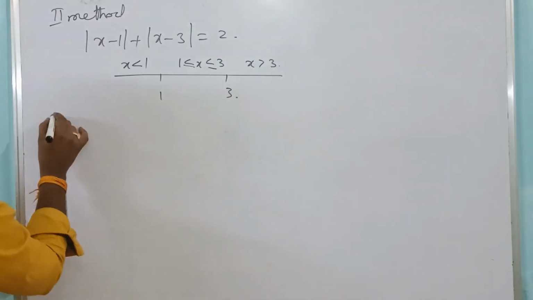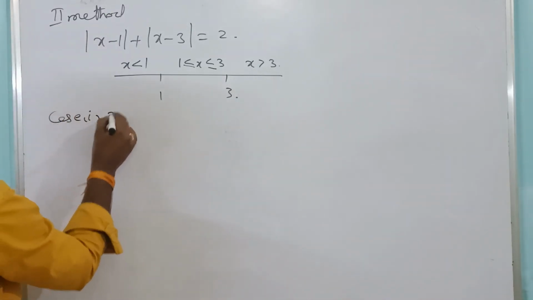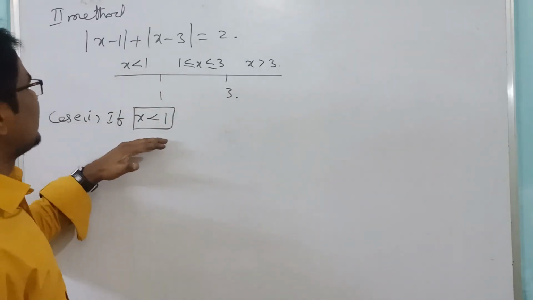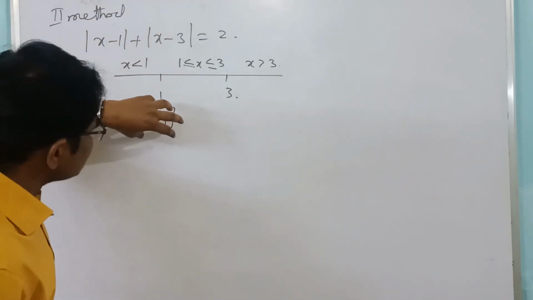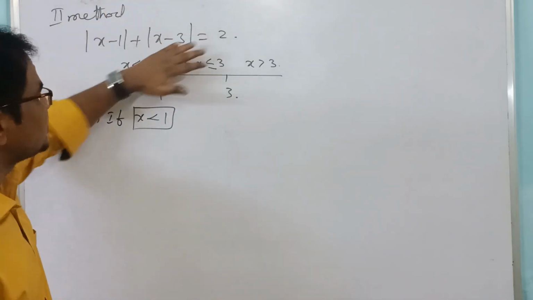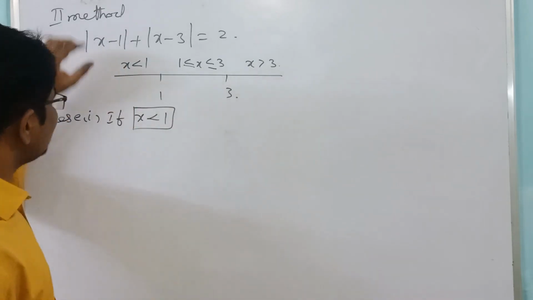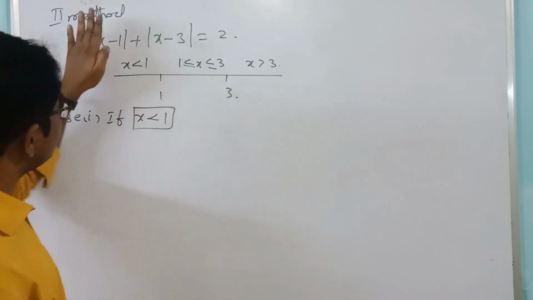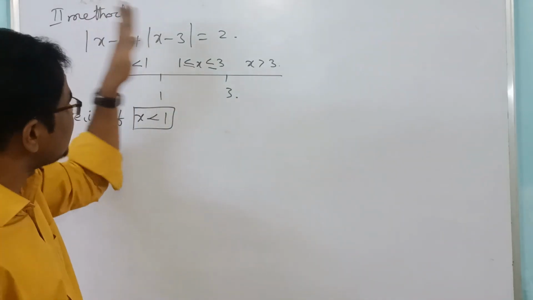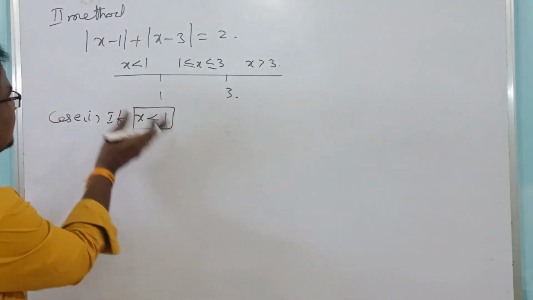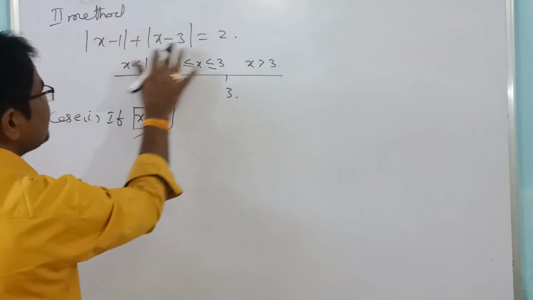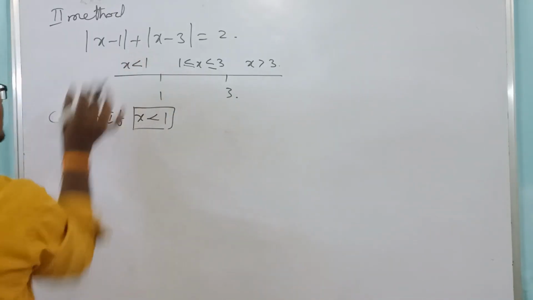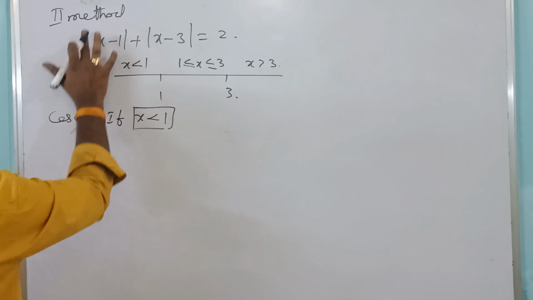There are 3 cases. By the first case, x is less than 1. Whenever x is less than 1, we have to observe the behavior of this given equation. Modulus means plus or minus, so for x less than 1 we have to identify whether x − 1 and x − 3 are plus or minus. Any value less than 1, substitute 0: 0 − 1 is negative.